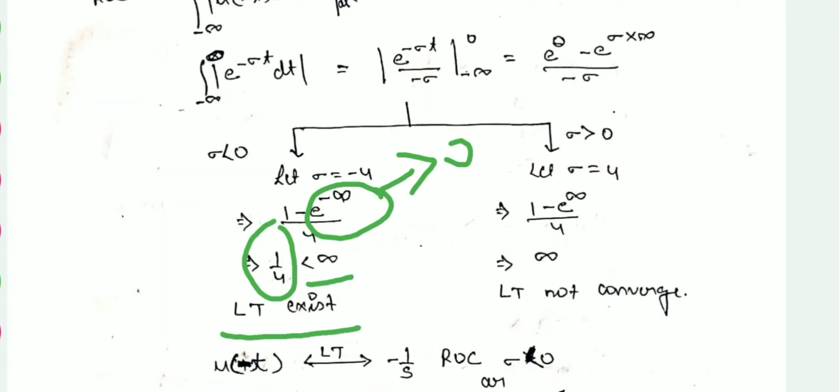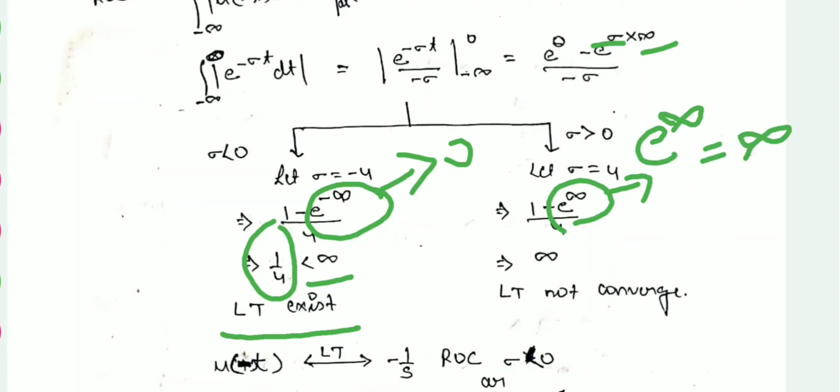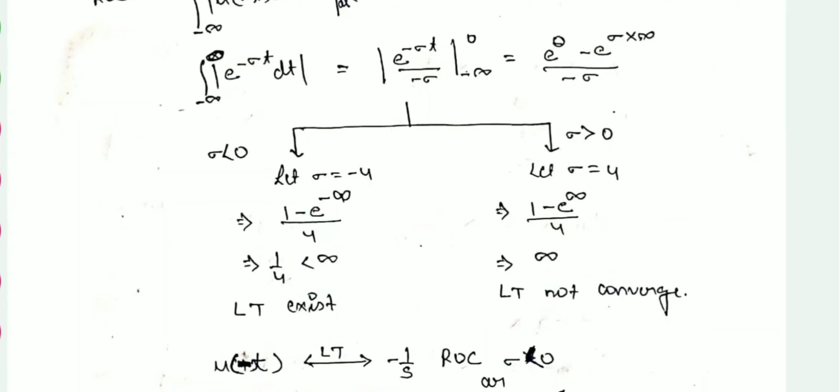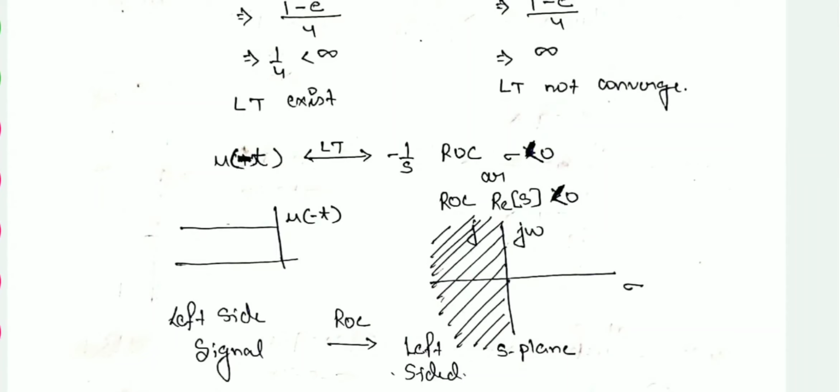But for the positive term, as sigma is positive, the infinite term becomes positive. Therefore, we know that e to the power infinity becomes infinity, then the summation becomes infinite. Therefore, the Laplace transform does not converge. Okay, then here we get one point: the Laplace transform of e to the power minus t equals minus of 1 upon s only when the sigma value is less than 0.